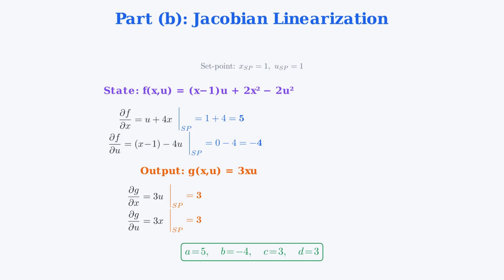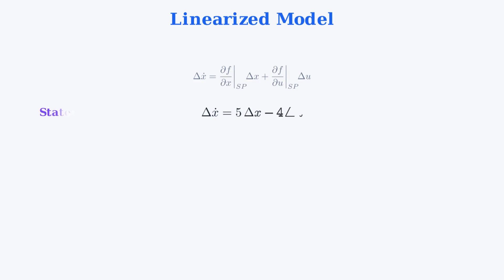For the output function, g of x, u equals 3xu. The partial derivative of g with respect to x equals 3u. At the set point, 3. The partial derivative of g with respect to u equals 3x. At the set point, 3. Putting it all together, the linearized state space model is delta x dot equals 5 delta x minus 4 delta u. Delta y equals 3 delta x plus 3 delta u.